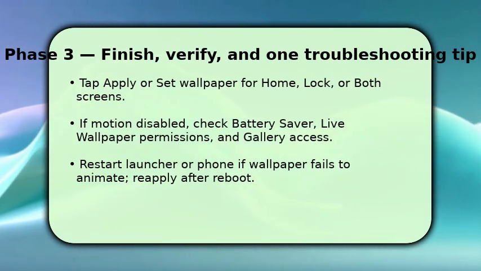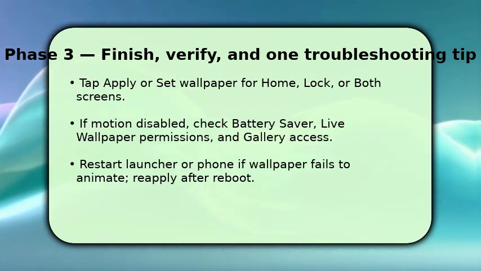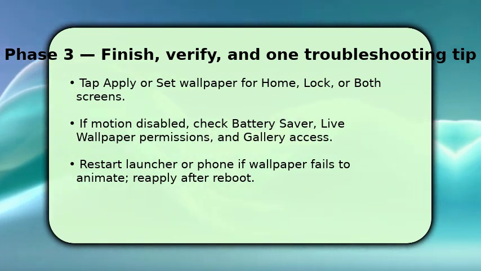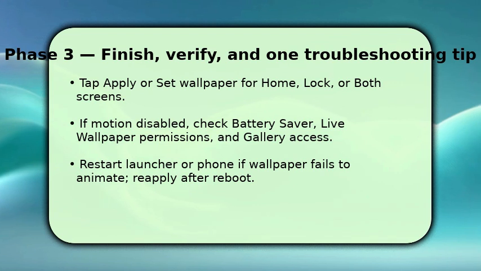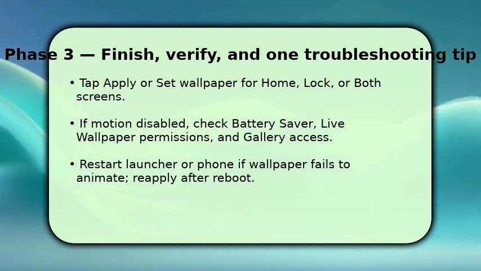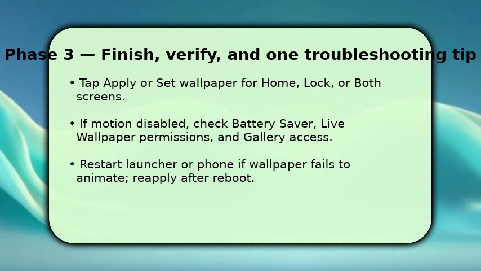After applying, check the home screen. If it doesn't animate, make sure battery saver is off and grant gallery or wallpaper permissions in Settings. If the animation still fails, restart the launcher or reboot the phone, then reapply the wallpaper. If conversion produced audio or wrong loop, reconvert with trimming. This single restart usually resolves permission or cache issues, restoring motion immediately.